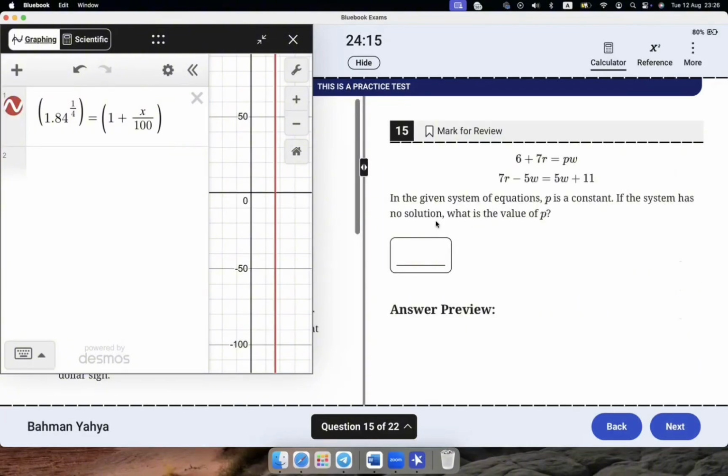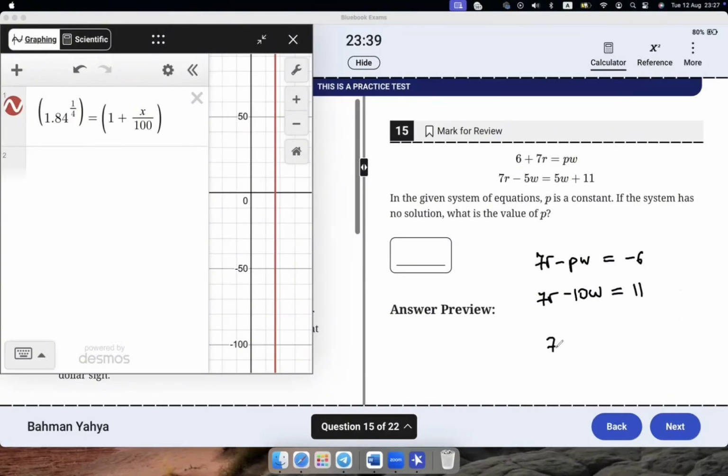Question 15, we are doing the system of equations, p is a constant. If the system has no solution, what is the value of p? Let's see, 7r minus pw is equal to negative 6. And how about this one? 7r, negative 5w, negative 10w is equal to 11. So if the system has no solution, we write this.